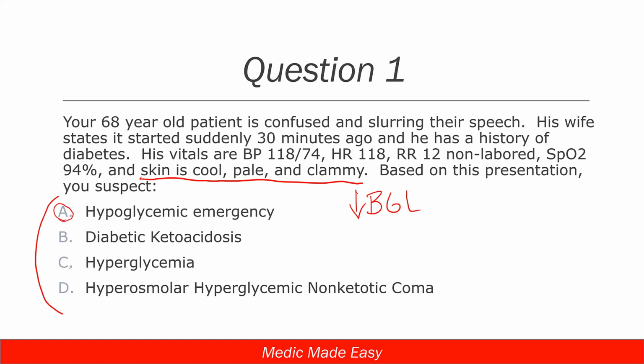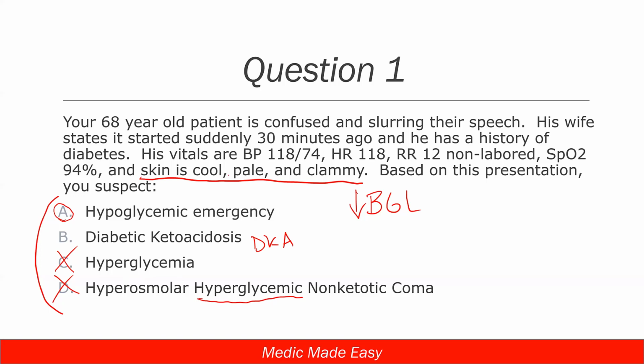Okay. Hyperglycemia is obviously out. Even if you didn't really remember what hyperosmolar hyperglycemic non-ketotic coma is, you could at least recognize that there's hyperglycemia in that one. So purely just by recognizing skin is cool, pale, and clammy, and you know it's low blood sugar, you're at least down to A and B, if you didn't remember that B, DKA, is also a high blood sugar problem. But C and D both have the word hyperglycemia in there, so you can rule those out.